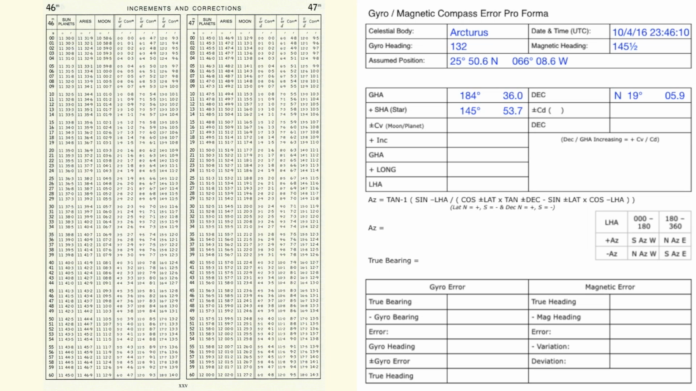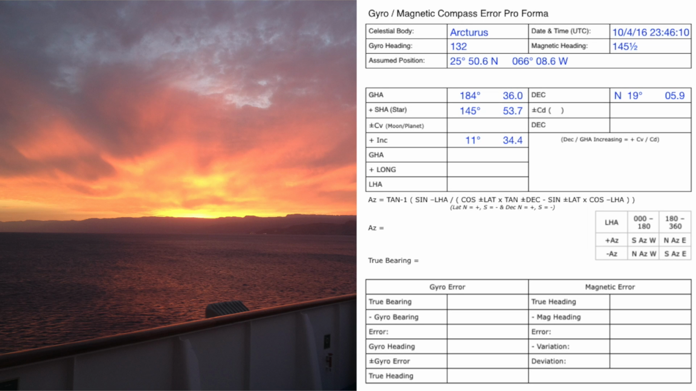First we find the 46-minute page, and then from the table we read off the correction for Aries at 10 seconds. In this case 11 degrees 34.4 minutes, and we enter this into the increment box labelled Inc on our proforma. As we're working with a star, there are no additional corrections for declination, so we can fill the final declination in as north 19 degrees 05.9 minutes.